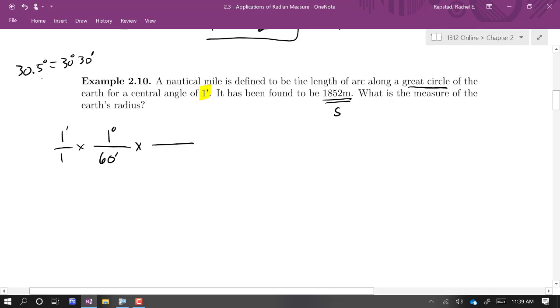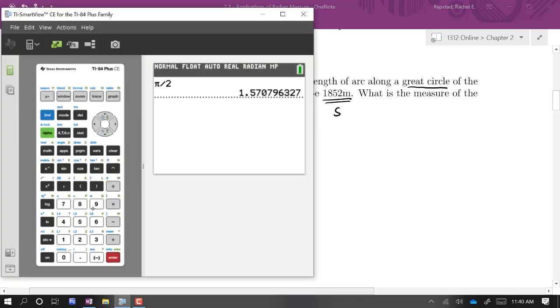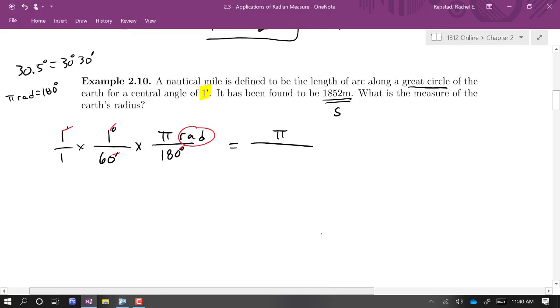The equivalent to get to radians is that pi radians is 180 degrees. So I don't want degrees in my answer. I need to put the degrees on the bottom so that they'll cancel. It's equivalent to pi radians. Now I can see that the minutes cancel, the degrees cancel. I'm left with radians. You could approximate this in the calculator and get a decimal, but I'm going to leave it as a fraction. So it's pi over 60 times 180, which is 10,800.